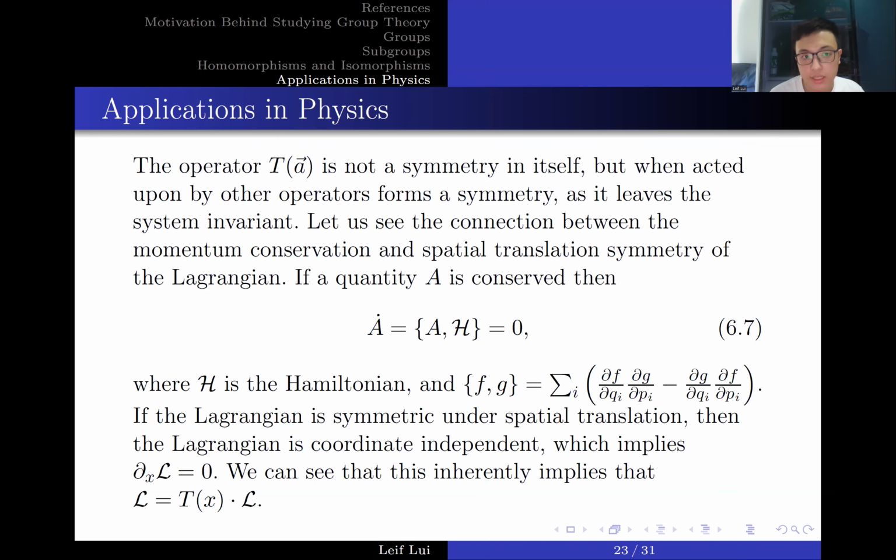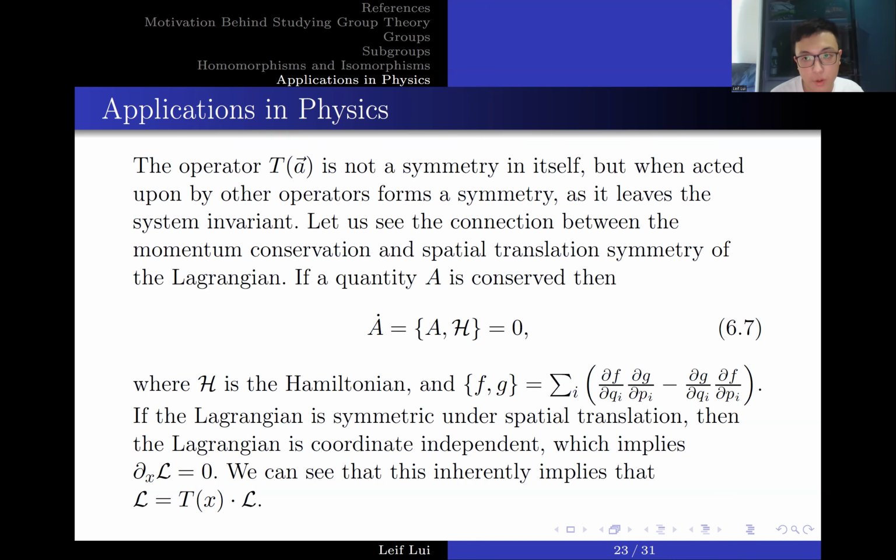but when acted upon, operators form a symmetry as it leaves the system invariant. So let us see the connection between the momentum conservation and spatial translational symmetry of the Lagrangian. If a quantity A is conserved, then the time derivative is 0, meaning that it is constant in all time. Another way to look at it is the Poisson bracket.